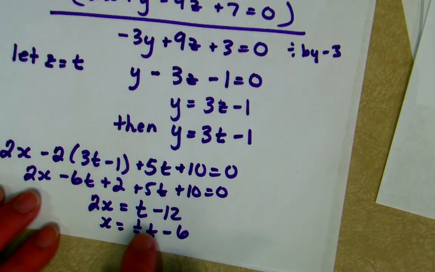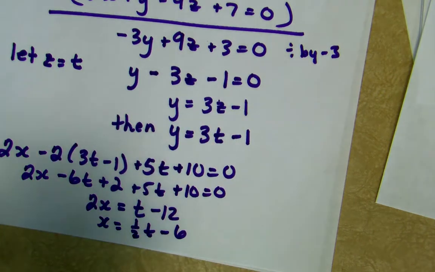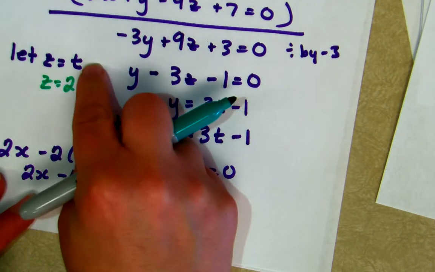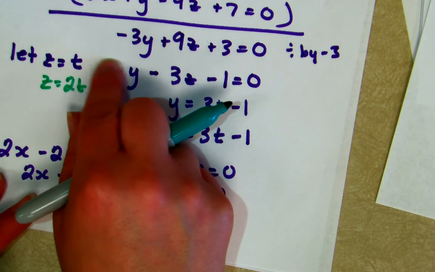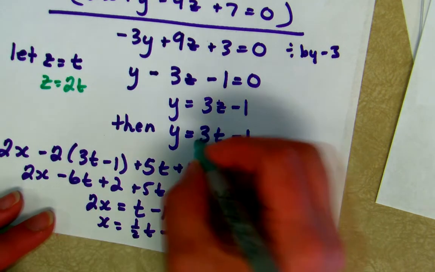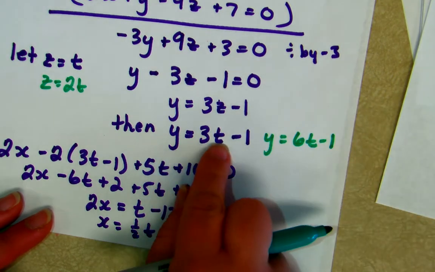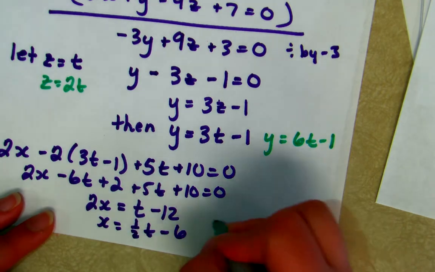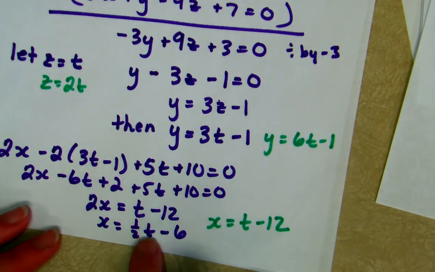Now again, some people look at this and don't like it, and they go back and say, well, another option is to make z equal to 2t. This is a parameter. I can do any multiple of the parameter. I can't go plus anything, but I can multiply it. Then y would be 6t minus 1, 3 times 2t. And then over here, if I work that out, I would end up with x equals t minus 12. It would double both of these and get rid of the fractions.